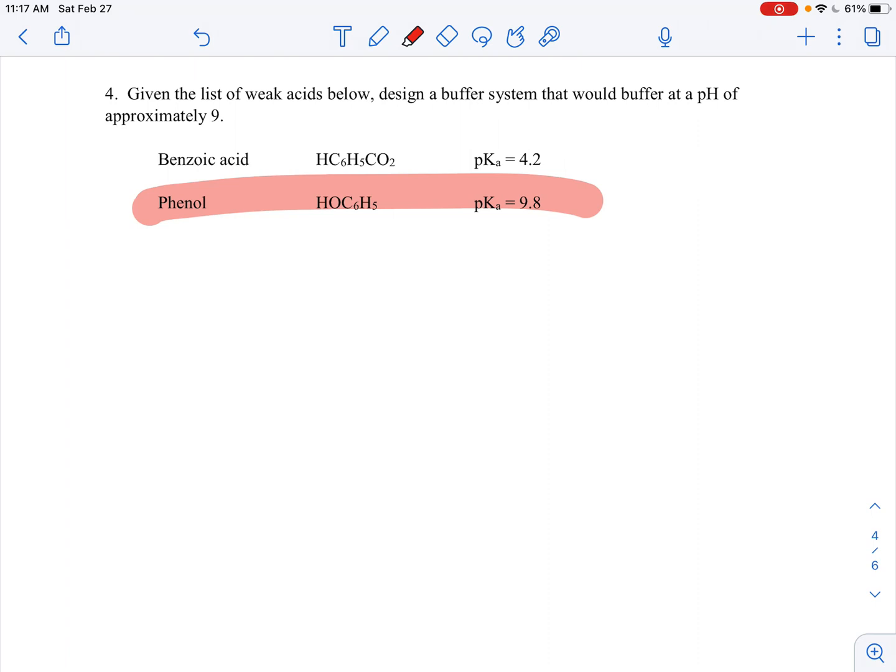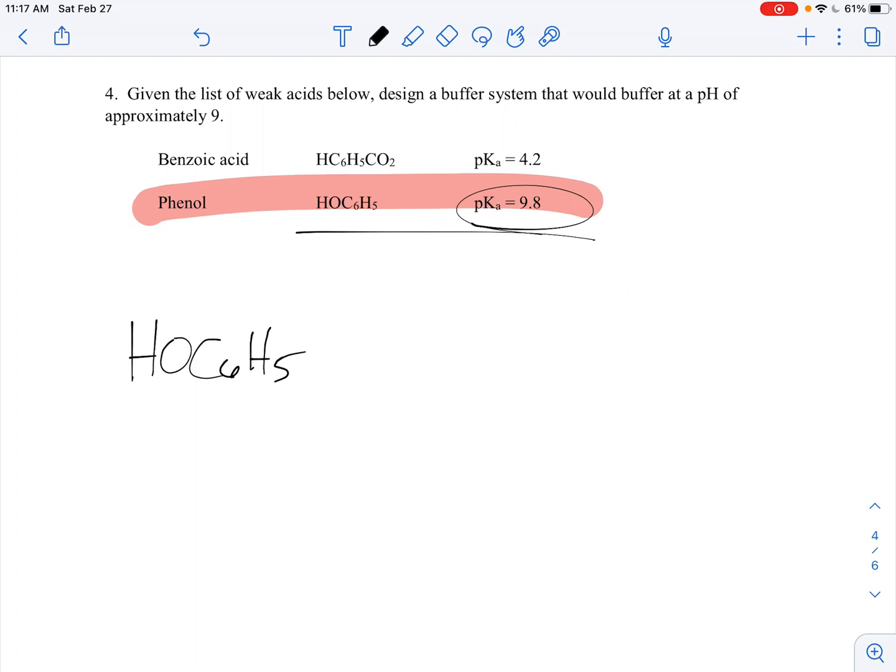Clearly, that is going to be this guy here. And now what you're going to do is arrange it so that you have a buffer that has both an acid and a base component to it. So the acid component is what they gave you. That's HOC6H5. And we know that because, again, they gave you the pKa value, so you know that that's the acid.